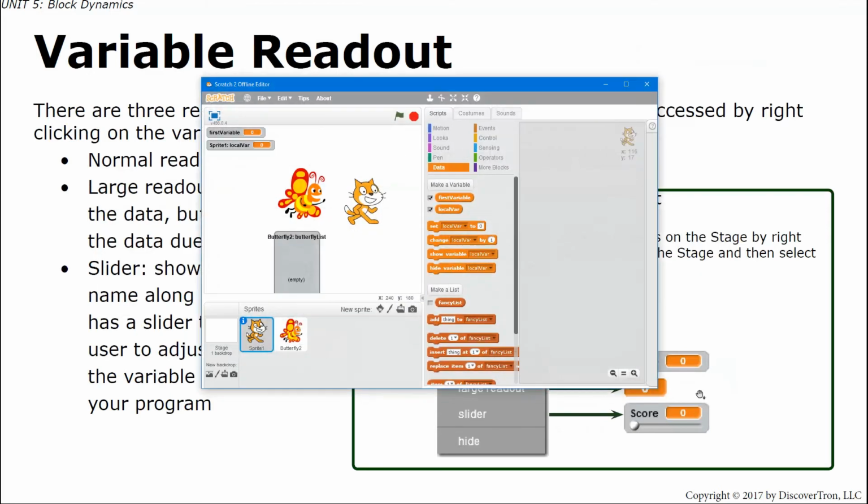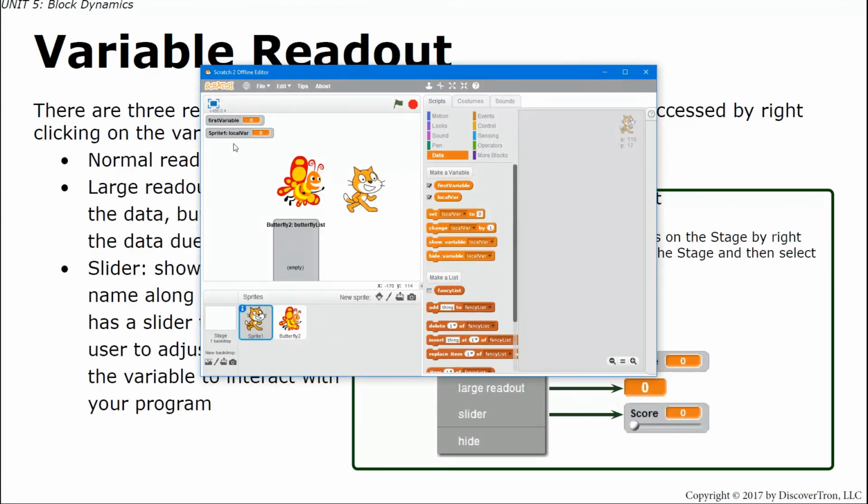So let's go back to Scratch, and we have our first variable right here. In order to change the appearance, I'm going to right click on the variable readout window, and it's going to give me my three options: normal readout, large readout, and slider. I'm going to click on normal, and you can see we're normal right there. Right click, large readout, there it is. Right click, choose slider, and here's where it lets me change the values of those.